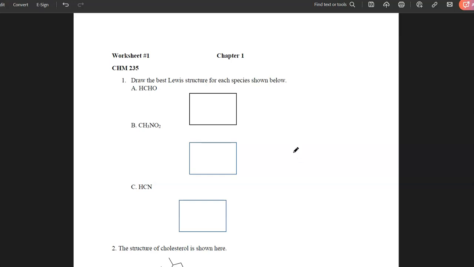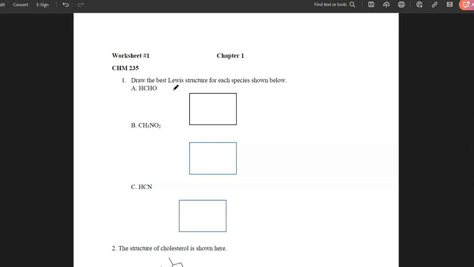In this video, I'm going to work through problems on worksheet number 1 for chapter 1. The first question is asking to draw the Lewis structures of a few compounds. The steps to drawing a correct Lewis structure are: start by calculating the total number of valence electrons.